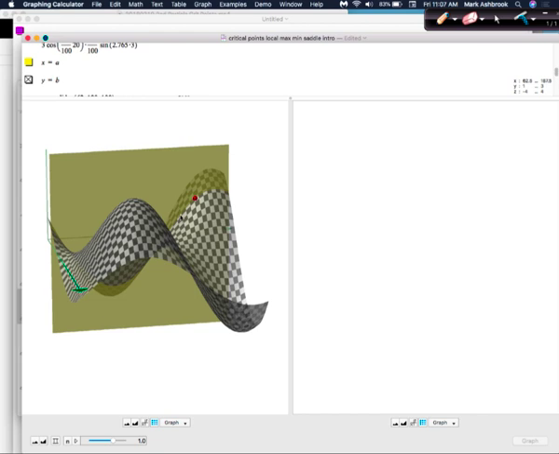Because it's increasing, but increasing at a slower rate, right? It's increasing at a slower rate. So the second derivative is negative here. The first derivative is positive. Okay, let's do it again.